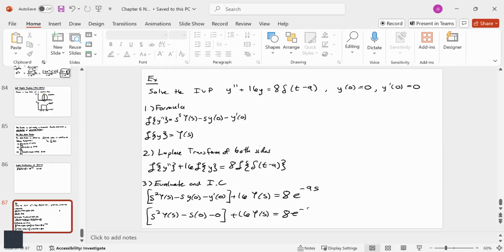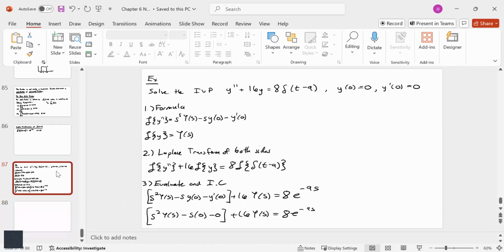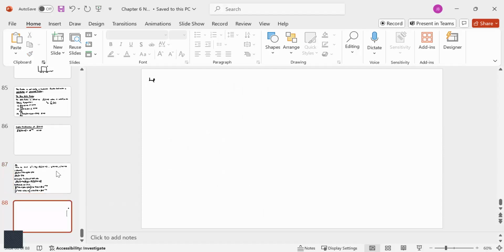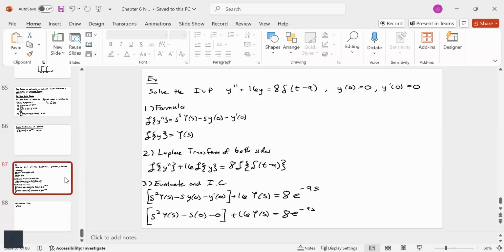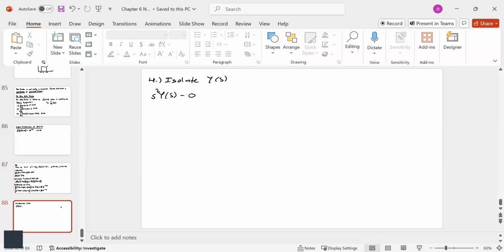So the delta function is intimidating for sure. But in terms of a computational aspect, that's actually not bad at all. So we got that, and now we just want to isolate Y of s. So s squared Y of s, all of those became 0, so minus 0 minus 0 plus 16 Y of s equal to 8 e to the negative 9s, correct?